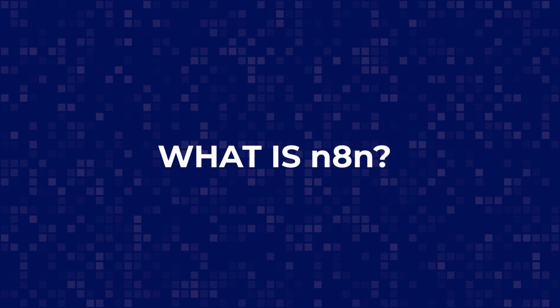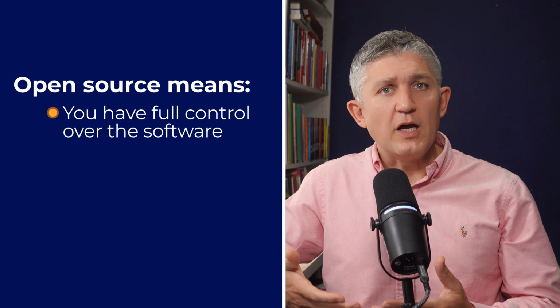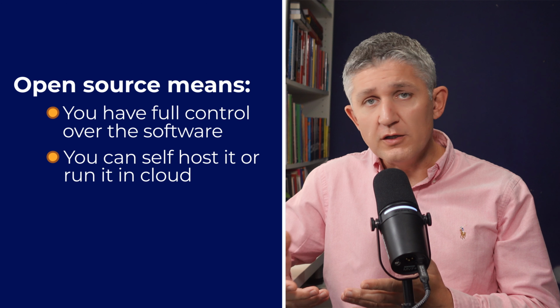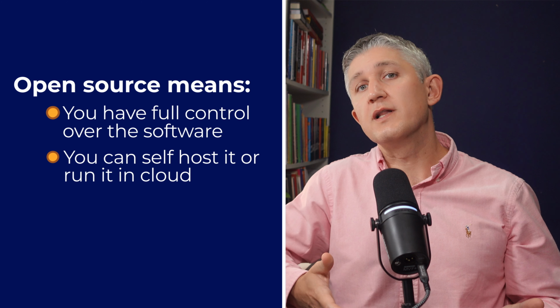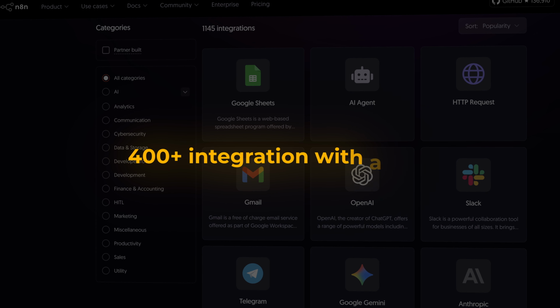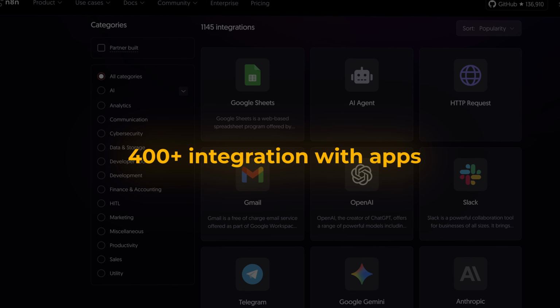So what is n8n? n8n is like Zapier, but open source. It's flexible and cost-effective. Open source means you have full control over the software. You can decide to run it yourself on your local computer or in the cloud, and it comes with a free commercial license. n8n connects to over 400 applications and more, and crucially, it lets you drop AI right into the middle of your business processes.